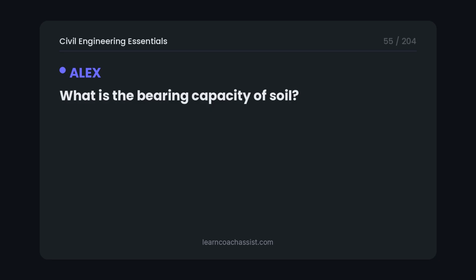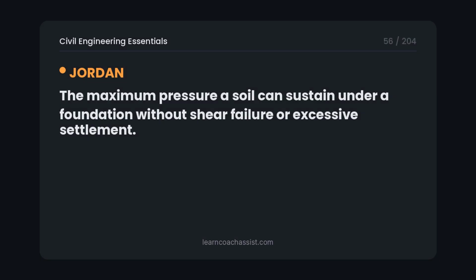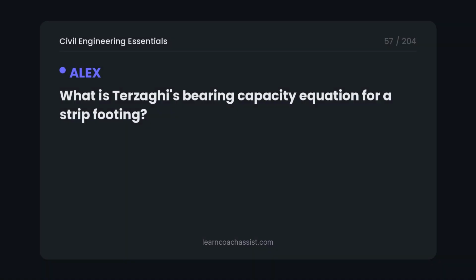What is the bearing capacity of soil? The maximum pressure a soil can sustain under a foundation without shear failure or excessive settlement. What is Terzaghi's bearing capacity equation for a strip footing?